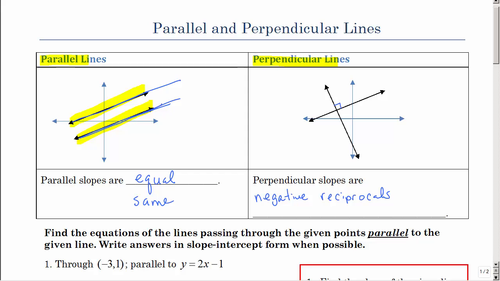So let's get rid of that fancy language and say, how about flip and change the sign. That reciprocal means we flip it over. Negative means we change the sign. So if this slope, let's say, was a positive 2/3, then this slope would be negative 3/2. Now I'm just making up those numbers, but one is positive, one is negative, and they are reciprocals of one another.